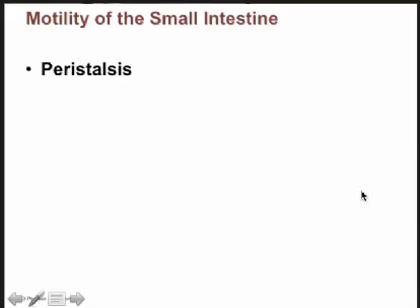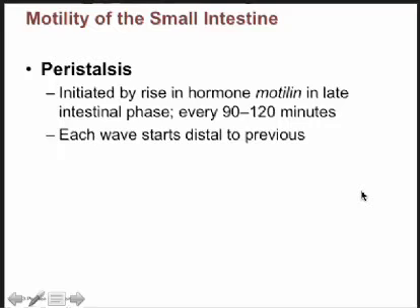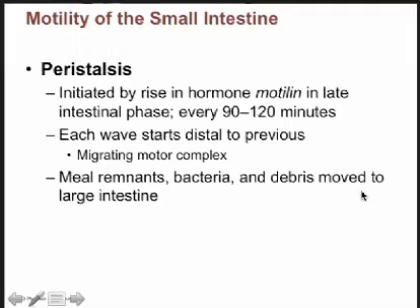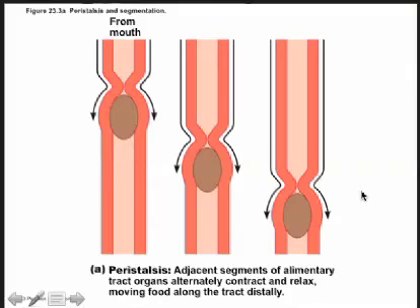Peristalsis is the smooth muscle contractions that move the food through the pipe, and it's initiated by a rise in the hormone motilin in the late intestinal phase, and these waves occur every 90 to 120 minutes, and each wave starts distal to the previous wave. This is basically a migrating motor complex. It's triggered by, again, autonomic stimulation of the enteric nervous system, which in turn causes these smooth muscle contractions. Meal remnants, bacteria, and debris are moved to the large intestine. The trip from the duodenum to the ileum takes 2 hours on average.